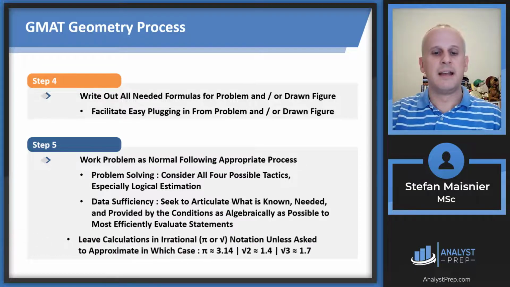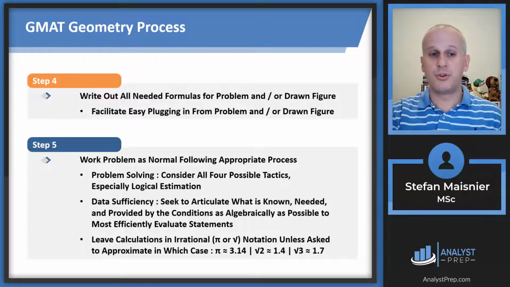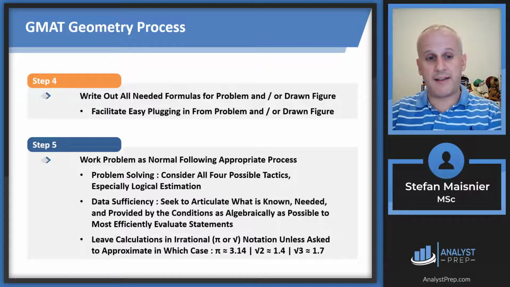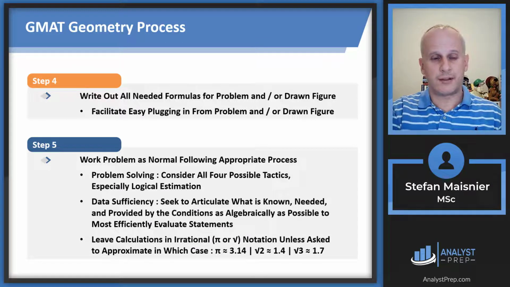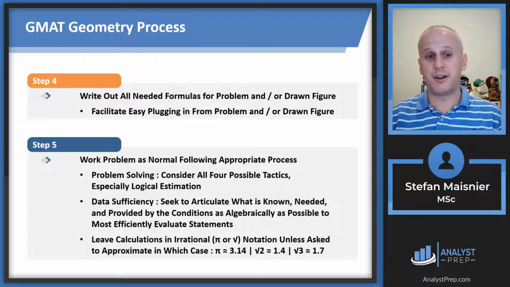evaluate those statements. And lastly, when you're working the problem, leave your calculations in irrational, that's usually pi or radical notation, unless you are asked to approximate. Note your answer choices if they have pi's or radicals in there. Do not automatically convert those values into decimals. It will actually make things much more difficult for you to evaluate. Instead, just leave them as pi's or square roots, unless you are asked specifically to approximate. In which case, you probably already know that pi is approximately 3.14 as a decimal.